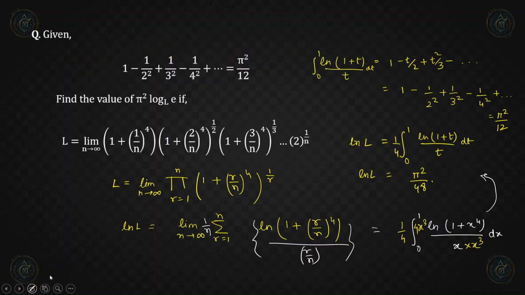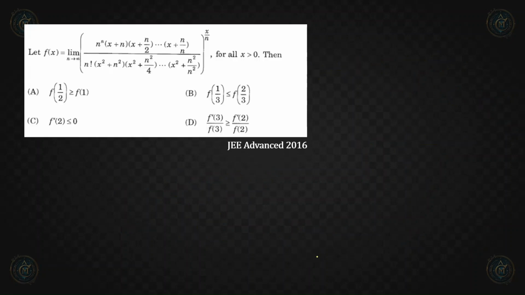So what will be our correct answer here? 48. So this is how we use the concept of limit of a summation. Next we have a question from JEE Advanced 2016. Here it says let f of x equal to limit n tending to infinity of this thing, for all x greater than 0. Then we have to find which of the options is or are correct. So obviously this is a question using the concept of definite integral as the limit of a summation.